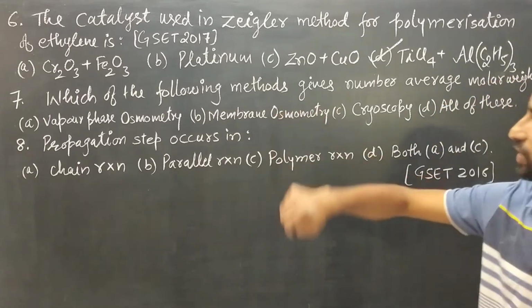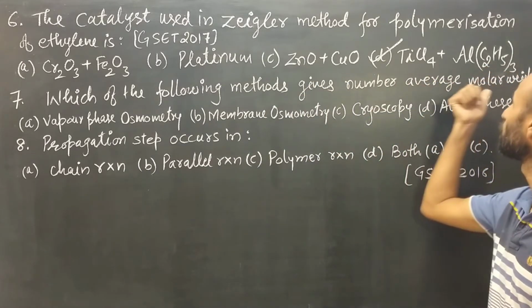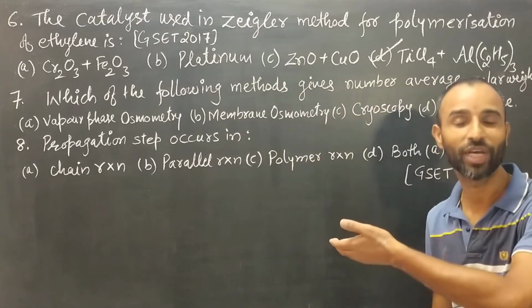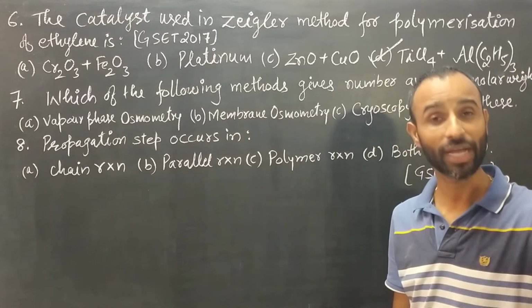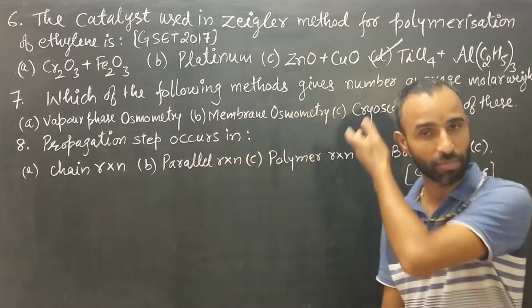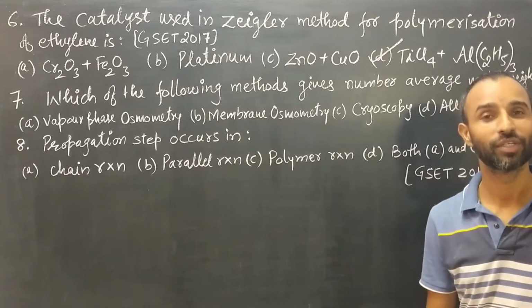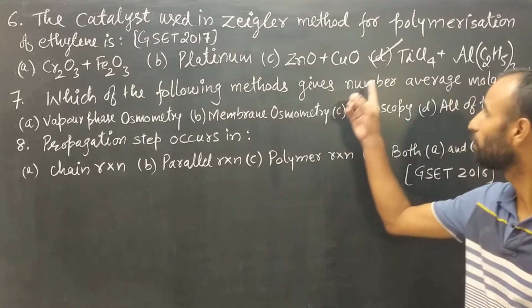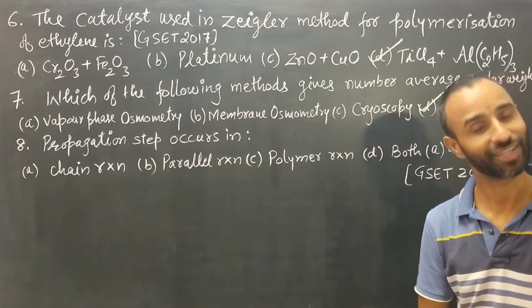Okay. Next, which of the following methods gives number average molecular weight? Just now we have done that: the osmometry method, cryoscopy method, vapor phase osmometry, membrane osmometry, cryoscopy, all are used for the measurement of number average molecular weight. So option D is correct.